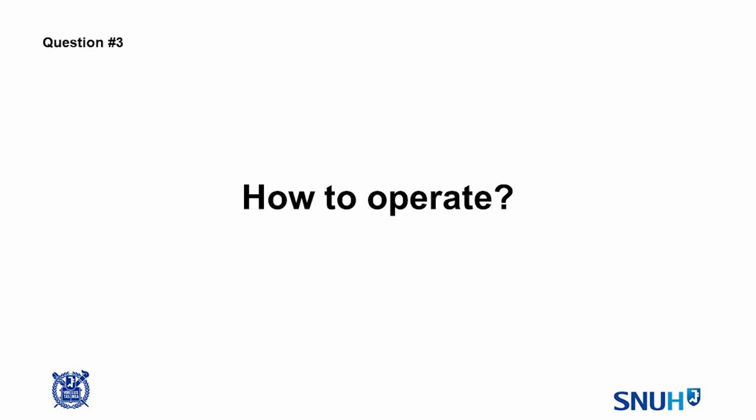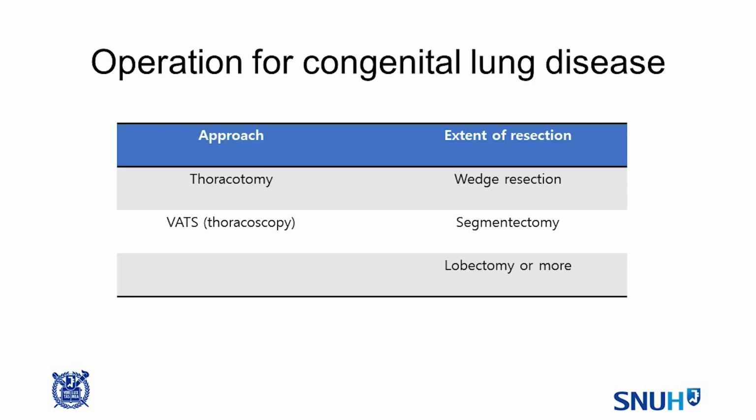Lastly, I will discuss how the surgery is performed. When planning the surgery, there are generally two main considerations. One is the approach method, whether to perform a thoracotomy or opt for minimally invasive surgery. The second aspect is determining how much of the lung to resect.